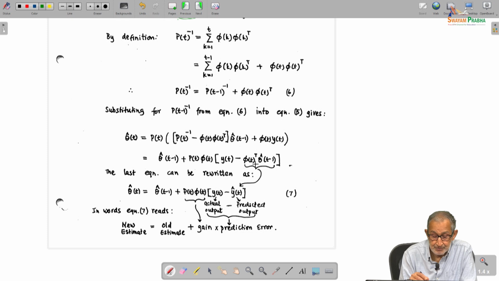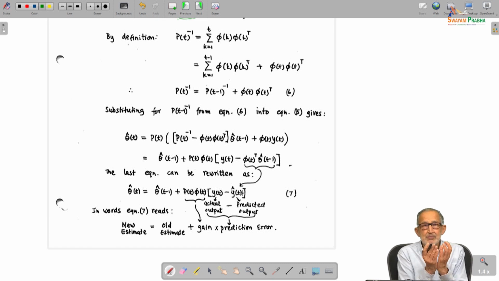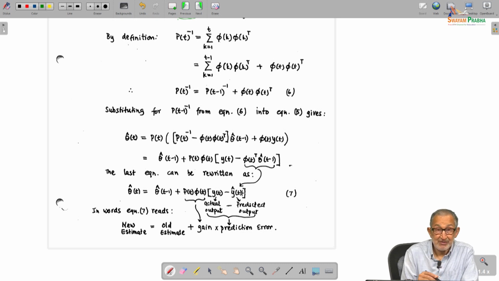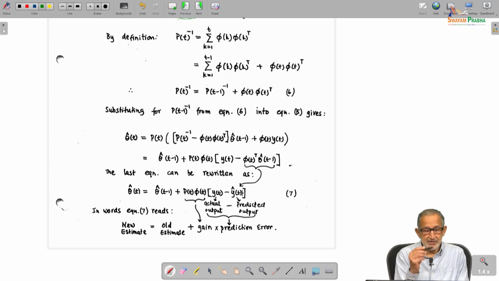This term here is the predicted output at time t. It is phi t transpose times theta hat t minus 1. So it is the predicted output based on the estimate that you computed at the previous interval. So y t minus y hat t is the error between the measured output and the predicted output. So this equation, the recursive equation, reads: the new estimate is the old estimate plus the gain times the prediction error.